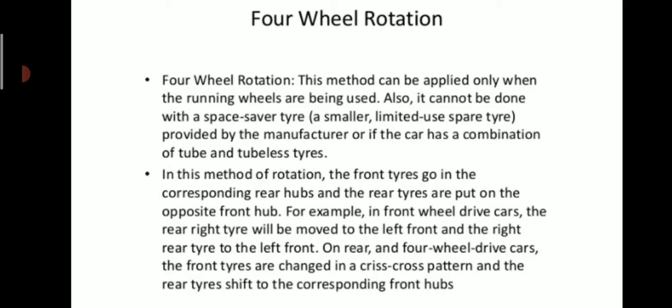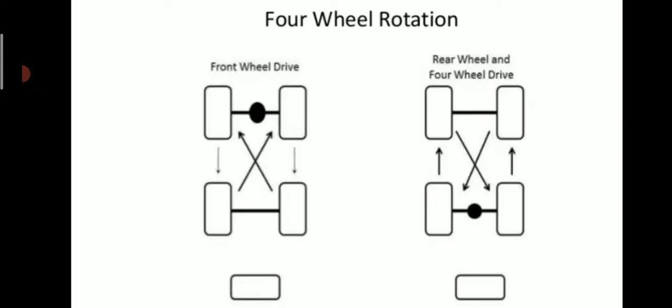For example, in front wheel drive cars, the right rear tire will be moved to the left front and the left rear tire to the right front. On rear and four wheel drive cars, the front tires are changed in a crisscross pattern and the rear tires shift to the corresponding front hubs. So this figure indicates four wheel rotation. The arrow indicates the rotation. So this way we can understand what is meant by four wheel rotation.